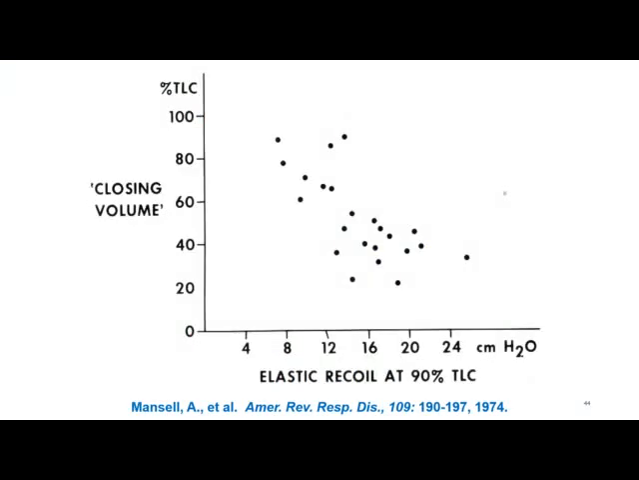Tony Mansell was a junior faculty member at Toronto at the Hospital for Sick Children when I was there. He subsequently went to Brown, did this classic study and showed that closing volume correlates with elastic recoil. The lower your closing volume, which means the better, your airways are less likely to close, the higher the elastic recoil keeping your lungs open. Those patients, as they lose recoil, closing volume increases.